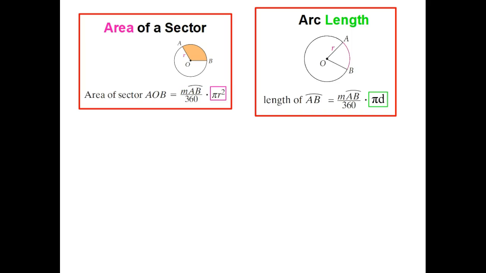All right, these are the two formulas that we've learned over the last few days. Area, remember, uses the formula for area of a circle. Arc length, remember, uses the formula for circumference. So there's some differences, but there's also some similarities in these two, and you guys just have to know which one you're using for what.